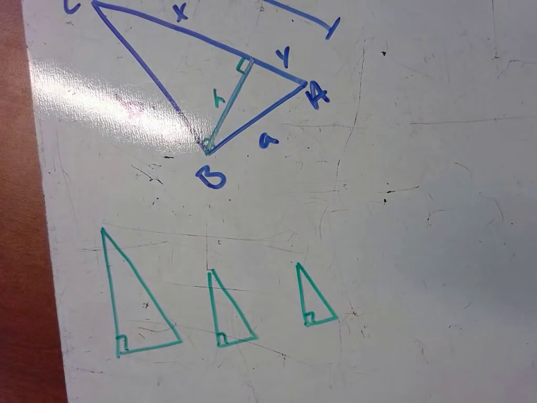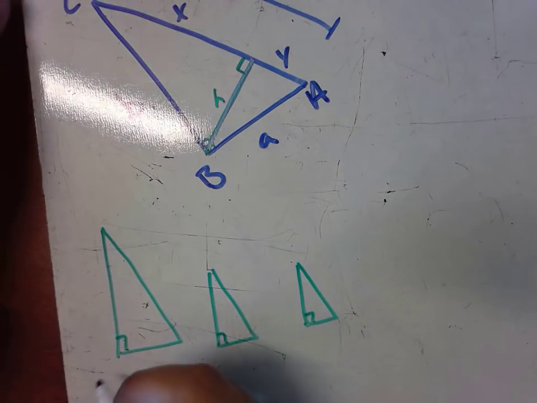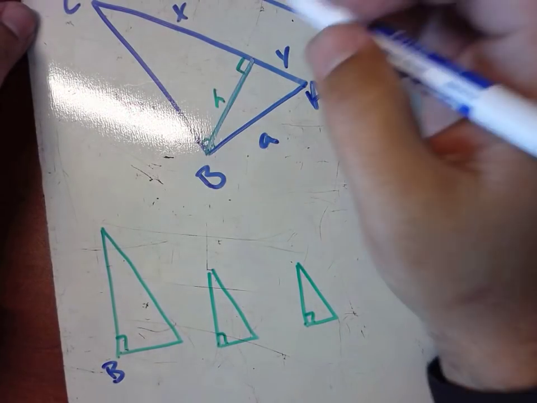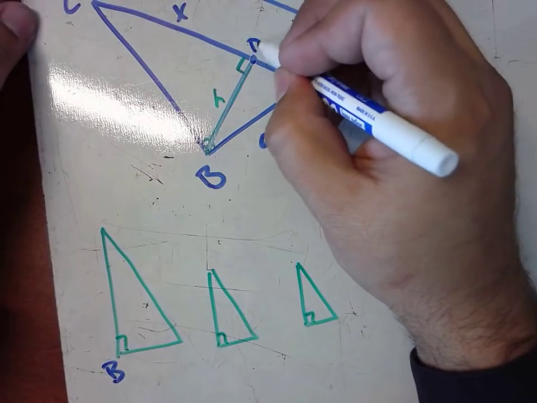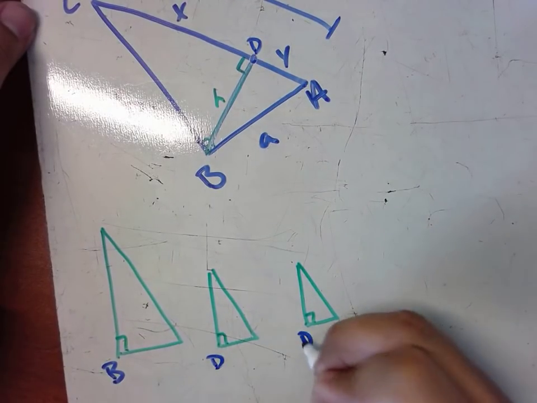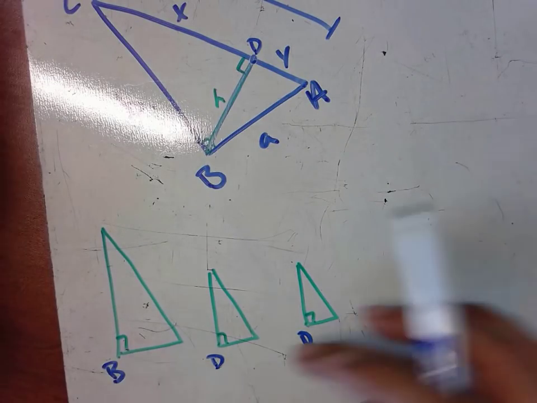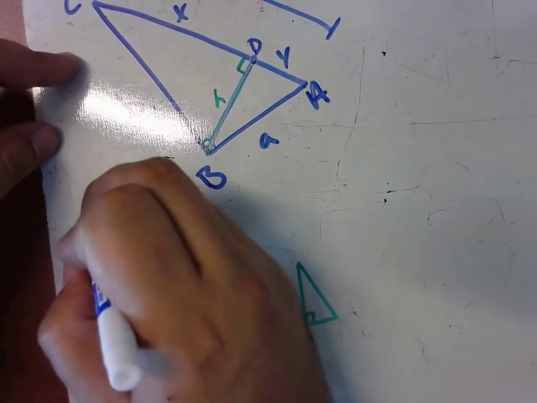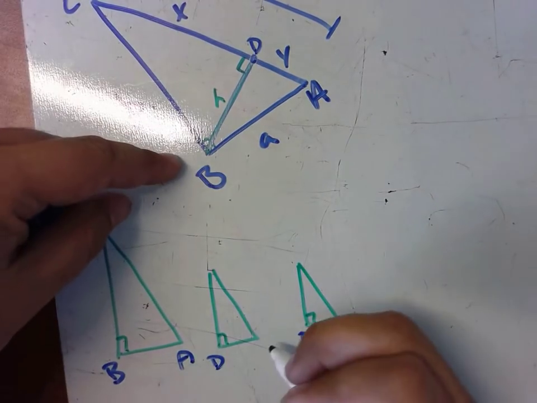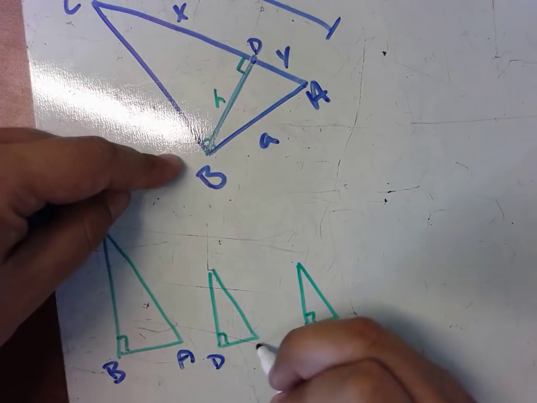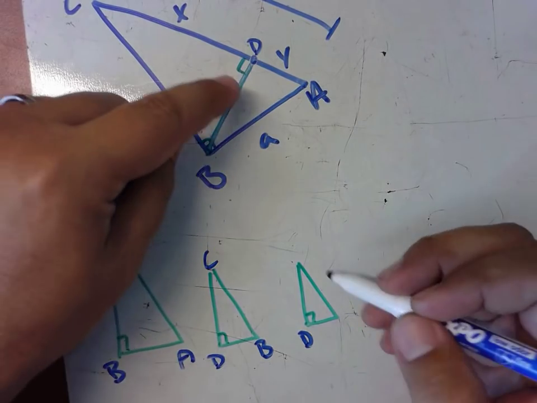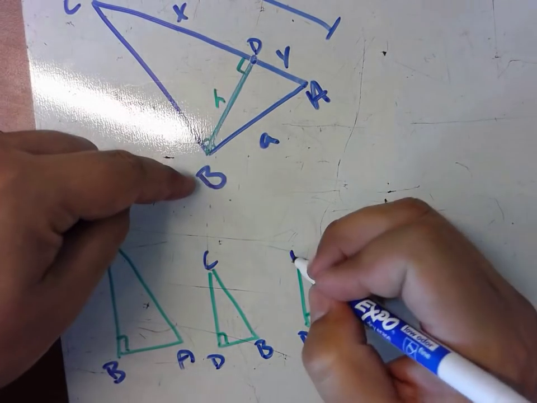In this proof, we want to prove that these three triangles are similar. First of all, they all have a right angle. Let's name this D. They all have a right angle. So all I need to do is prove one other angle is congruent in each, and then I have angle-angle similarity. This would be D, B, C. This would be D, A, B.